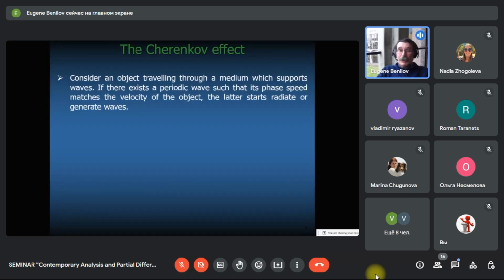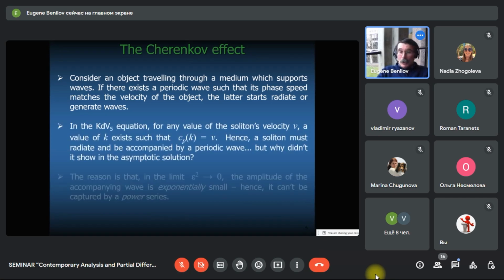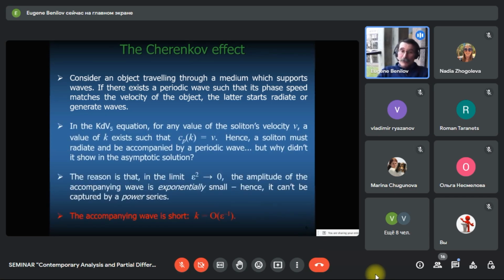And actually, this is the reason why people who have worked with asymptotic methods know that if part of the solution is a long wave and part of the solution is a short wave, the interaction is usually exponentially weak. Not just weak, but exponentially weak. And that's the case here. K is very high, the wavelength is small, much smaller than the width of the solitary wave, and that's why the radiation is very weak.